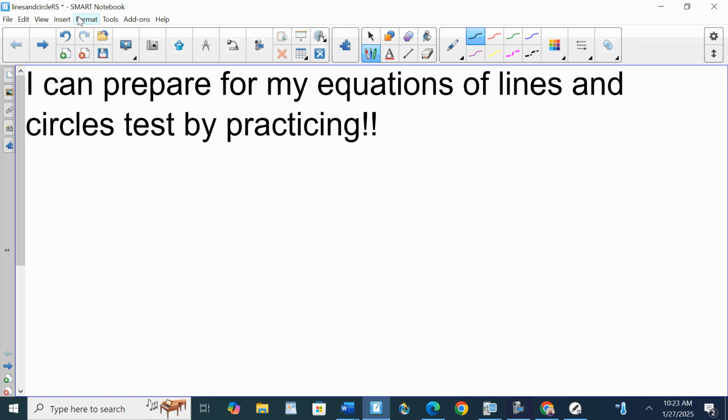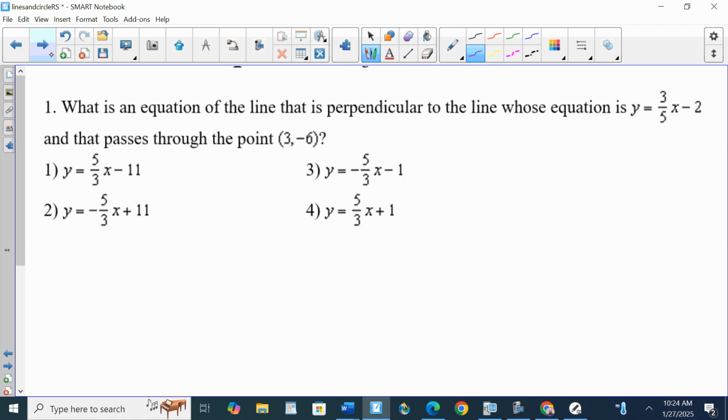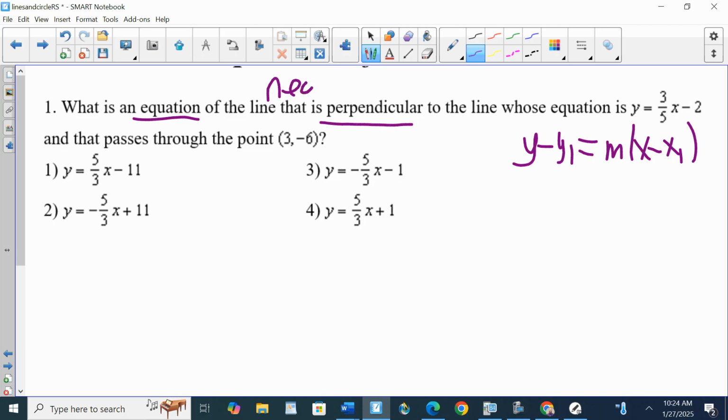Hello everybody. Today I can prepare for my equations of lines and circles test by practicing. So let's get right to it. It's asking for the equation of a line. Well, the equation of a line is y minus y1 equals m times x minus x1. And you need to know that parallel has the same slope. Perpendicular lines have negative reciprocal slopes.